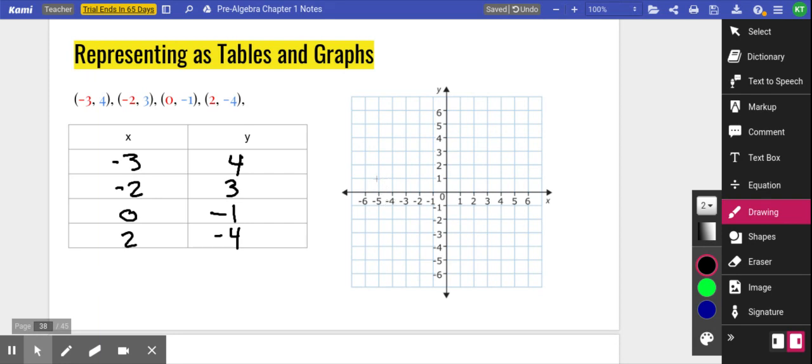I could also graph and plot these points. So x -3, 4, -2, 3, 0 for x, -1 for y is right here. And we have 2, 1, 2, 3, 4 right here. So I could also represent that data on a graph. So multiple representations for the same set of data points.